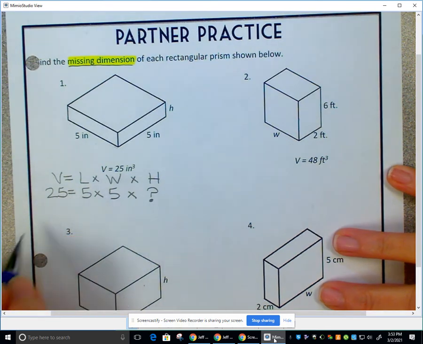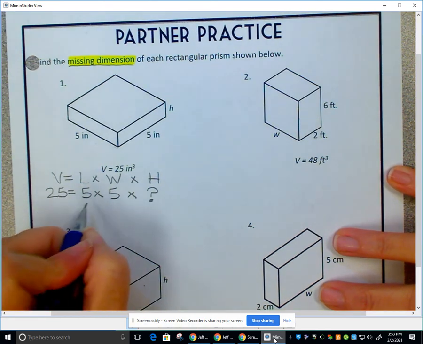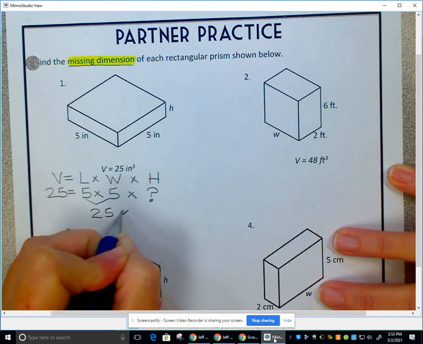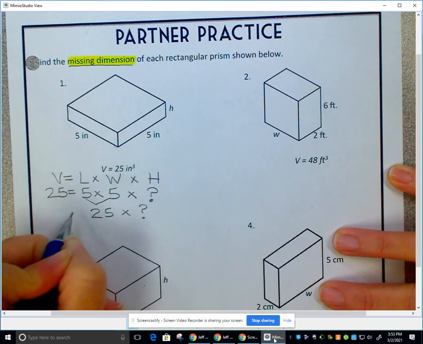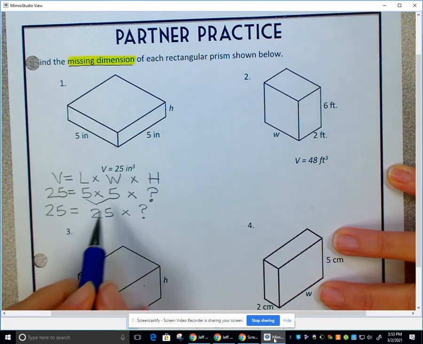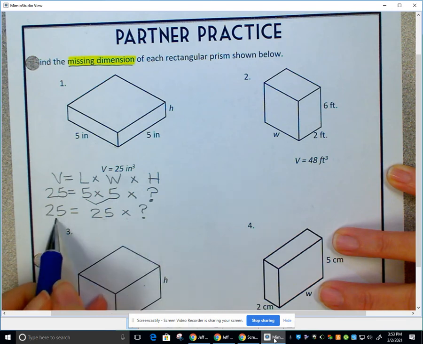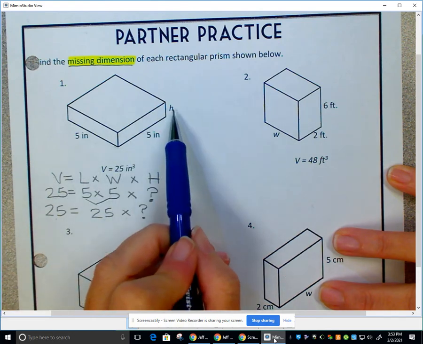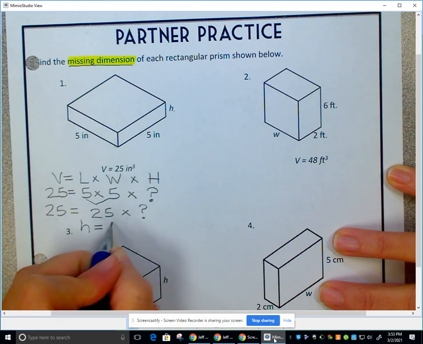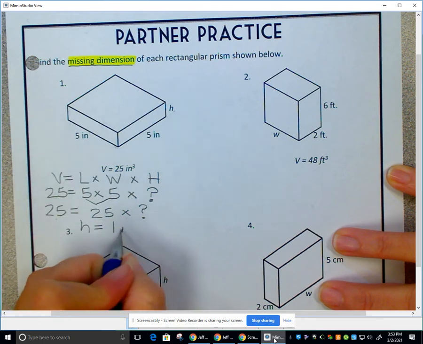So let me solve what I've got so far. I can grab this, that's 25, times something, and I know it has to equal 25. Well, think about it. 25 times what will give me 25? I hope you're saying 1. So the height that is missing, h equals 1, and it's inches, 1 inch.